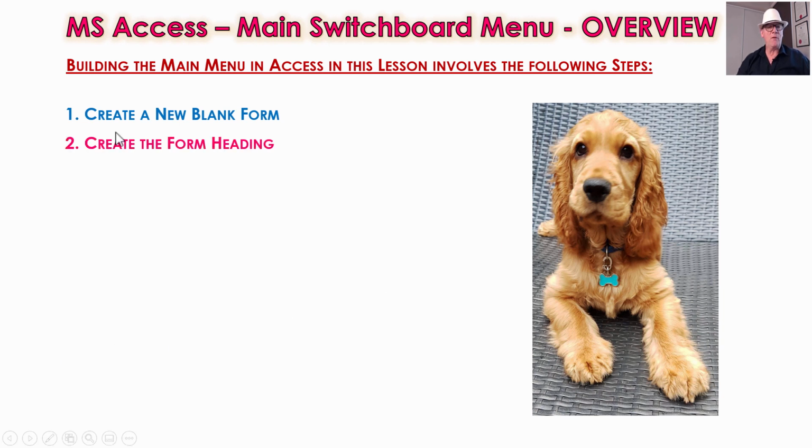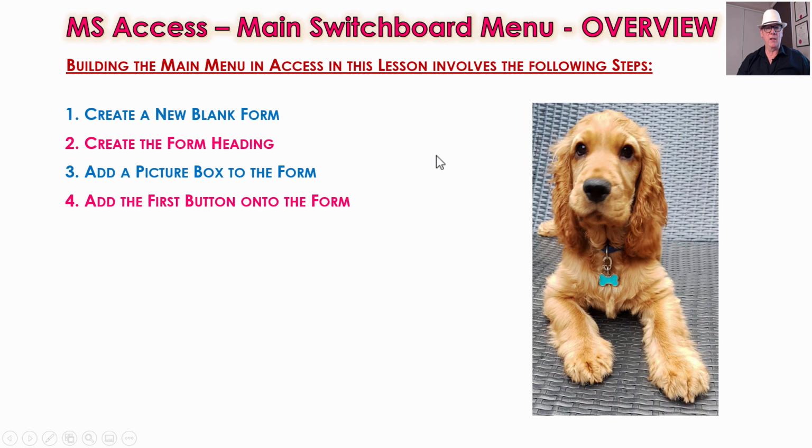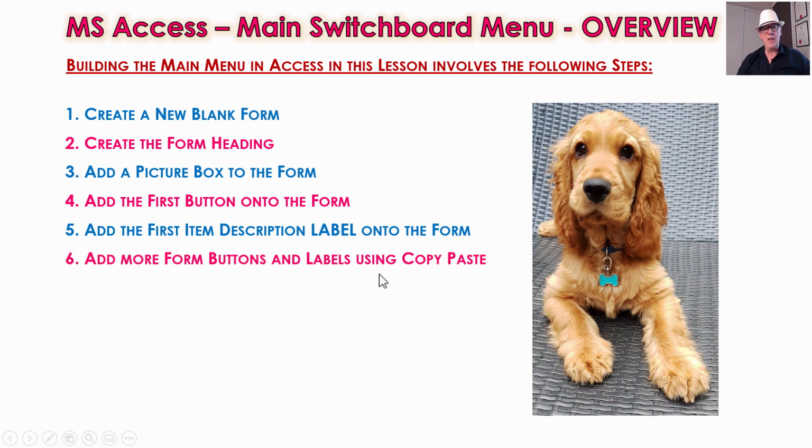it'll give you a lot of experience of Design View for customized building of forms. First thing we do is create the form heading and have a picture box on the form. We'll put Murphy in the little picture box there, add the first button onto the form, then the first item description label where we've got text next to the button onto the form. We'll get those working, and then we can just add the rest of the buttons and labels for that main menu just by doing copy and paste and modifying things, all right?